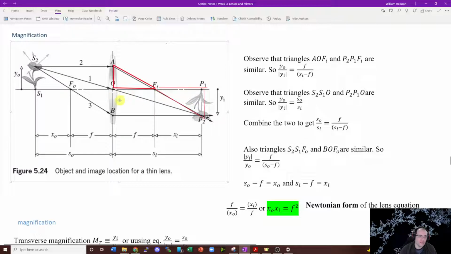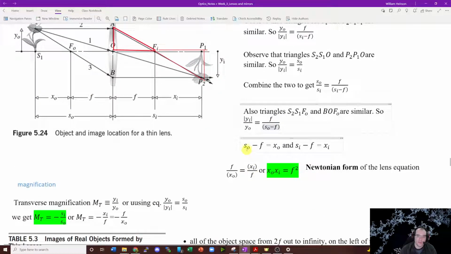So this has a distance of F. And this here has a distance of S naught minus F right here. And we made the observation before that S object minus F equals X object, S image minus F equals X image.